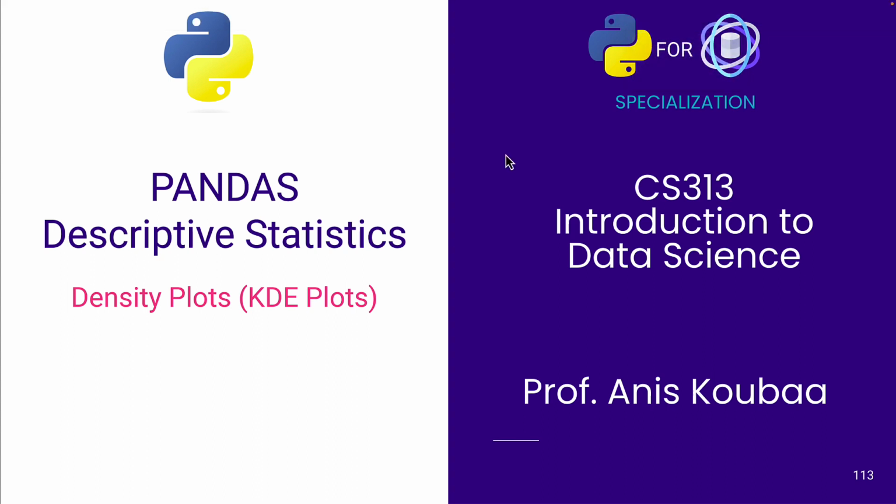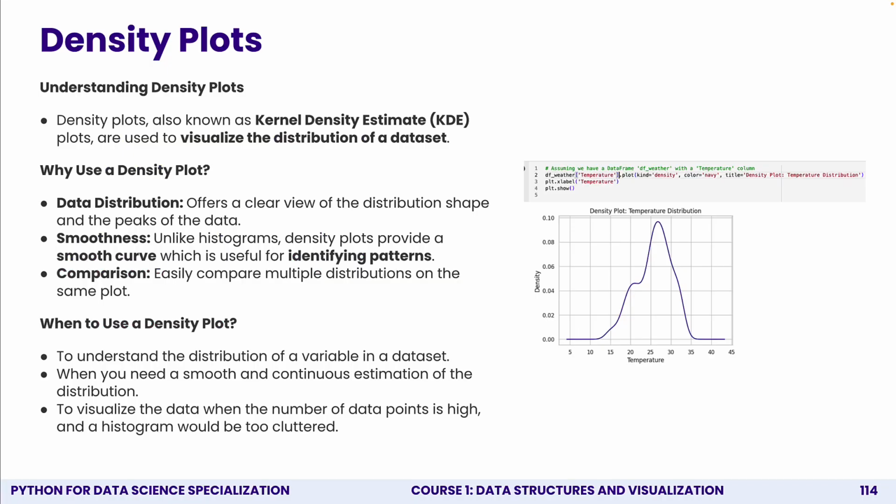Let's continue. Okay, now the last plot is the density plot, or also we call it the KDE plot. This is similar to a histogram, but it's a continuous function. And this is what we usually call the kernel density estimate, the KDE.